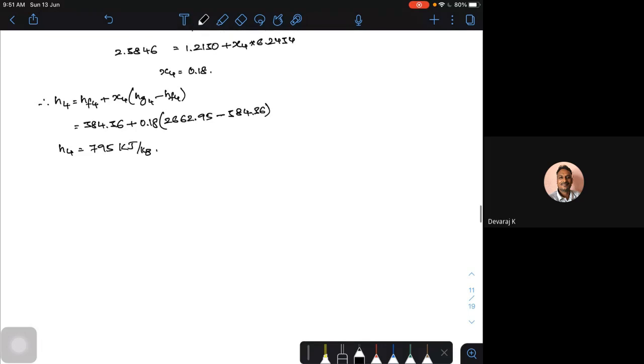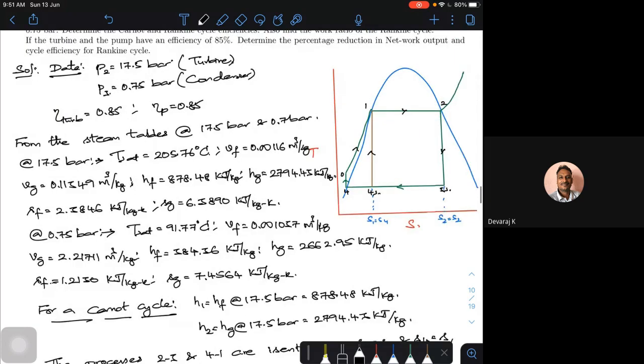So now let's try to calculate each and everything. What is your turbine work? Let's go back to this. The turbine work is H2 minus H3. What is your pump work? The pump work is H1 minus H4, it is negative, so I have to subtract it to get the net work. So net work is turbine work minus pump work. If I do that, I'll get it. Now, what is the work ratio? Net work divided by turbine work. If I do that, I'll get the work ratio.